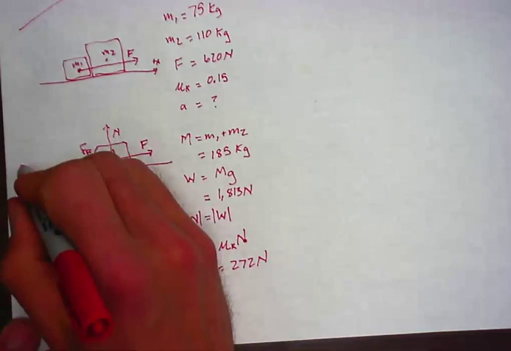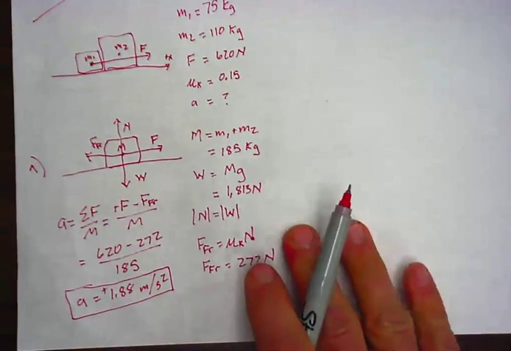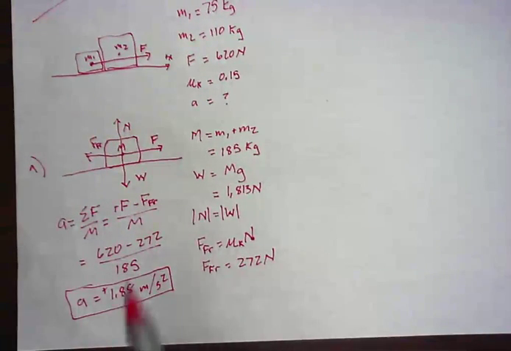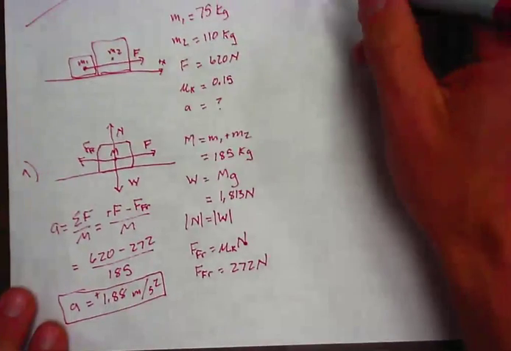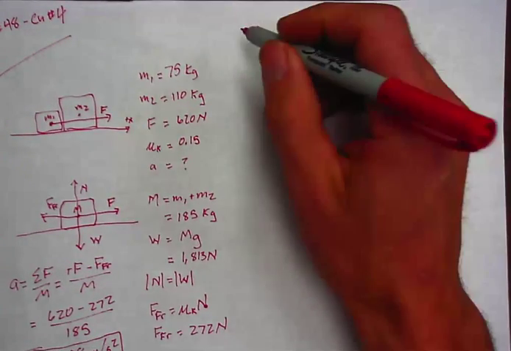Again, big idea here: if two objects are connected and staying connected, just treat them like one object and do Newton's second law. So that's part A. Okay, let's take a look at part B up here.